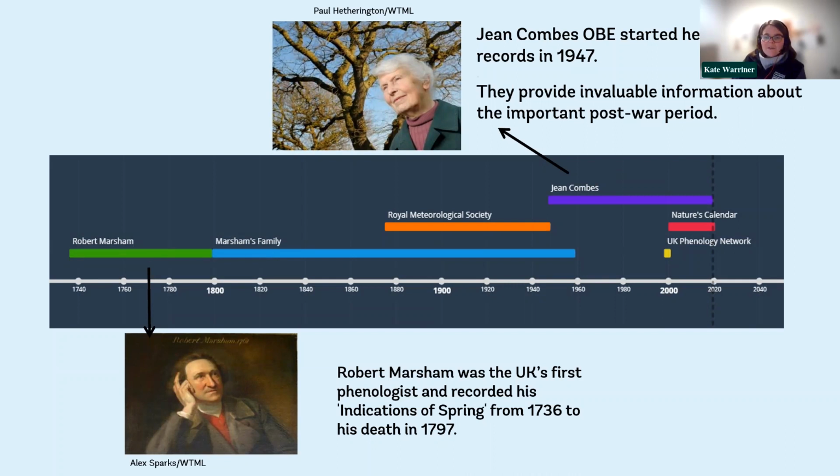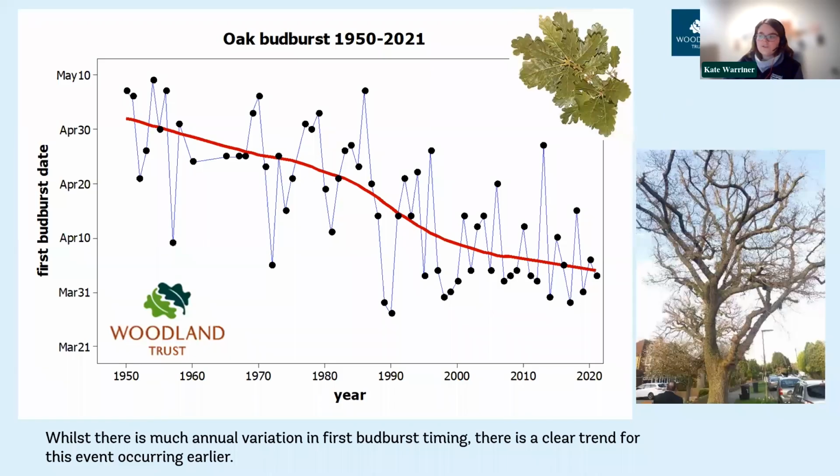And shortly after this, the Woodland Trust joined forces with them and it was renamed Nature's Calendar. And that's what we have today. So quite a span of time there. And this is just Jean Coombs's oak tree that she recorded. The picture on the side there is the oak tree, and she recorded the same one every year.